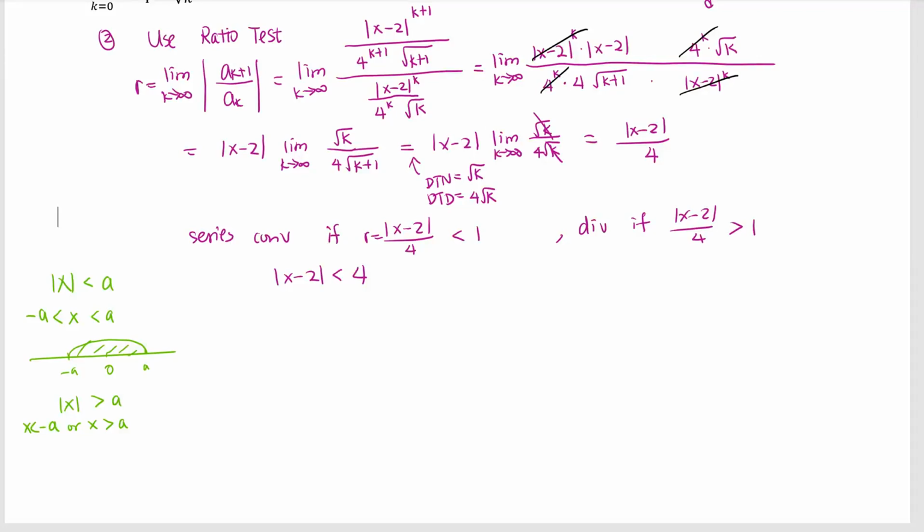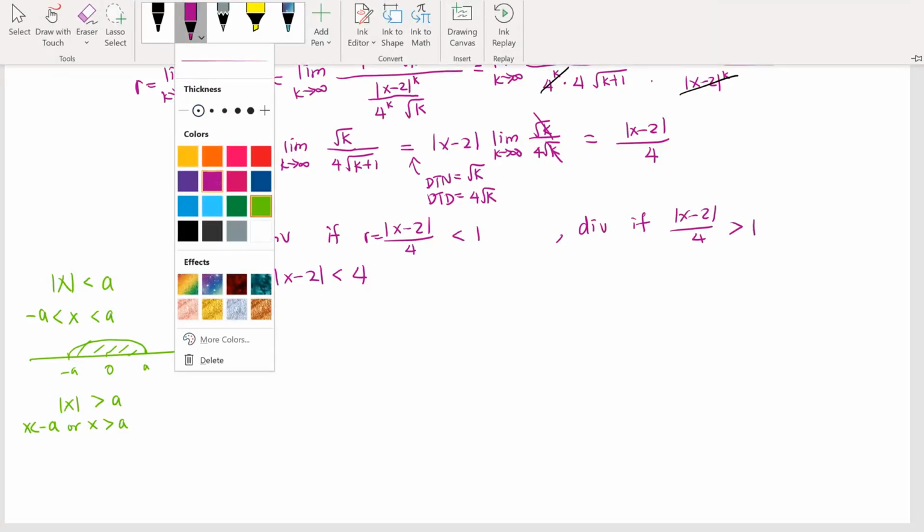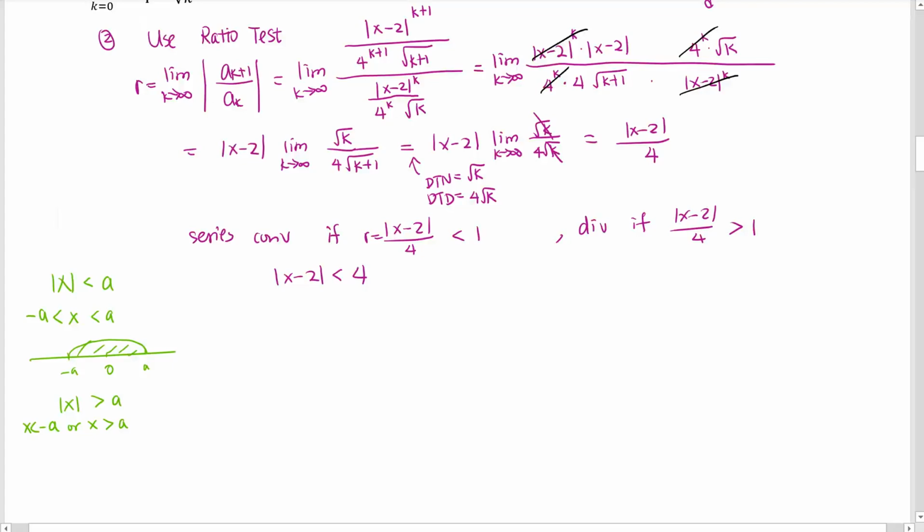So in our case, we have x minus 2 bounded between 4 and minus 4. Then we add 2 on both sides, so negative 2 is less than x is less than 6. So the series converges on those values.